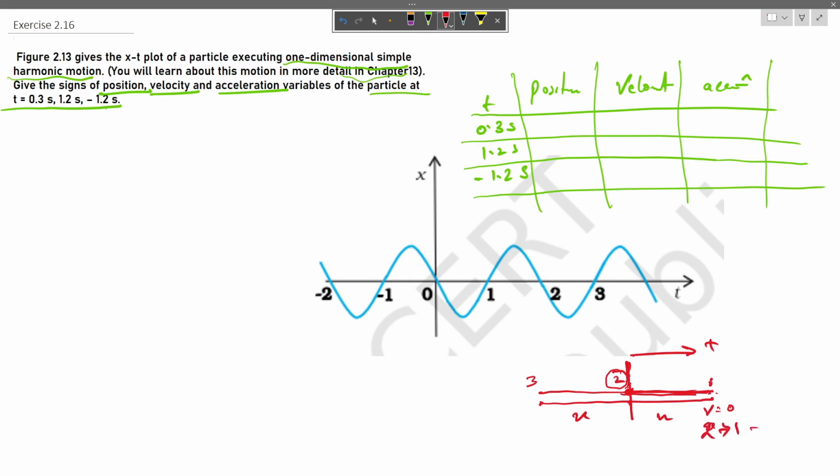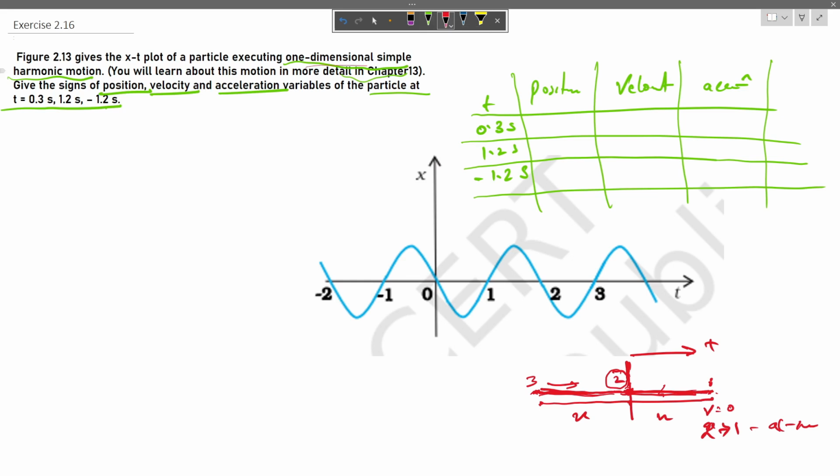When it goes from 2 to 1, acceleration is negative. When it moves towards the equilibrium point, its velocity is increasing and its acceleration is positive. As soon as it passes the equilibrium point to go in this direction, again the acceleration is in the opposite direction. This time the velocity is in the negative direction and the acceleration is in the positive direction. So this keeps on happening.